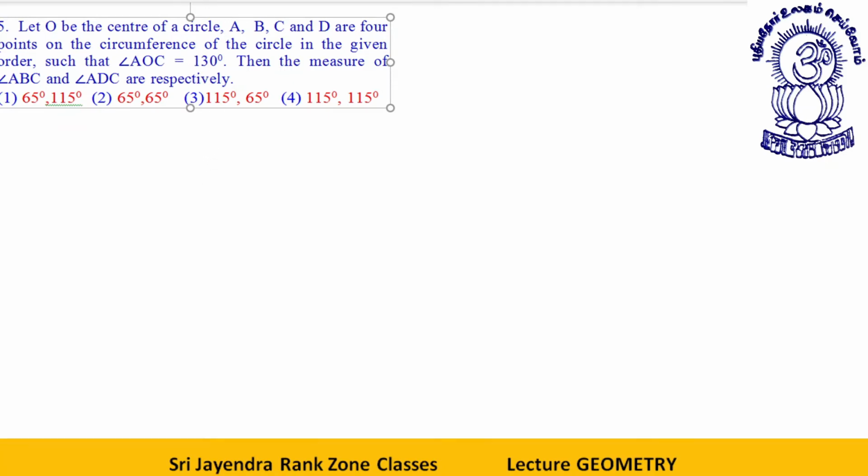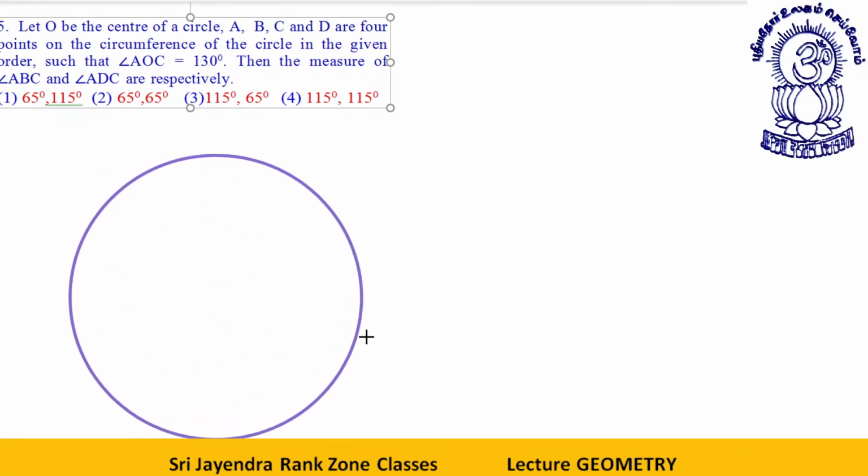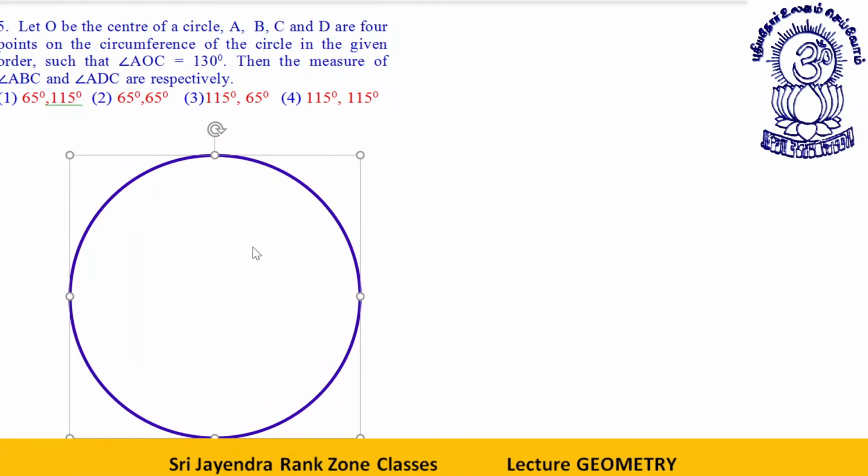Look, dear students, first let me take a circle. I take a circle as big as I can. This is a circle. A, B, C, D, let's say, are the 4 points. Angle AOC, this is the center of the circle. This angle AOC.